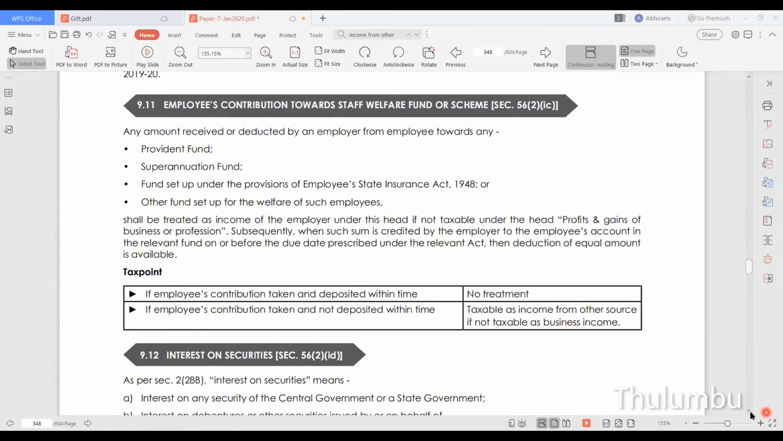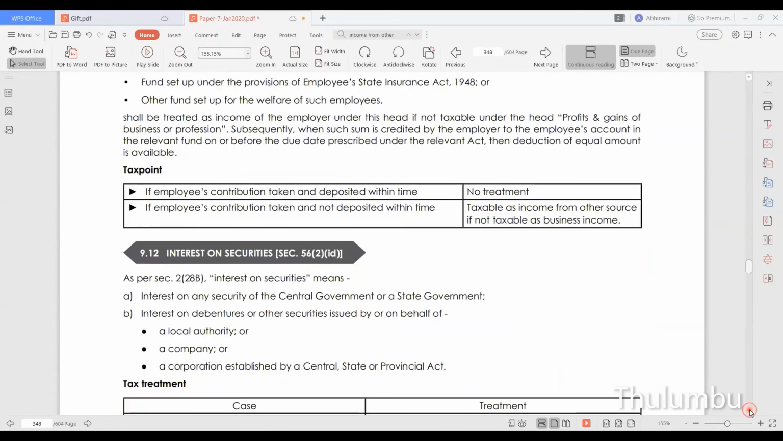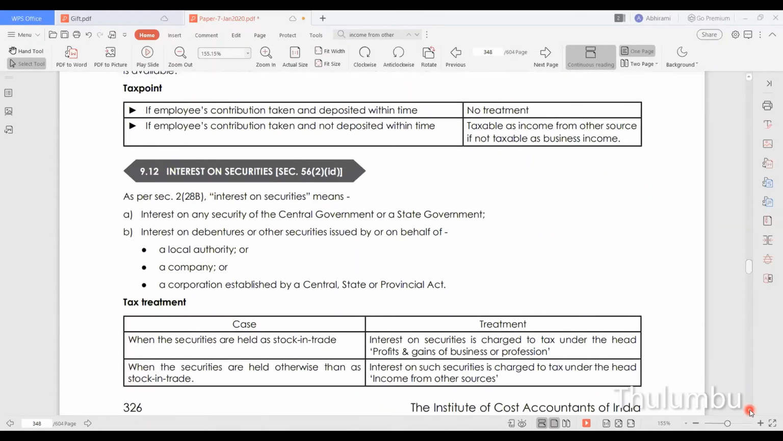So next is interest on securities. Securities means government or central government securities, local authority securities, or company debentures, anything can be there. The interest received from these: here the tax treatment is important.